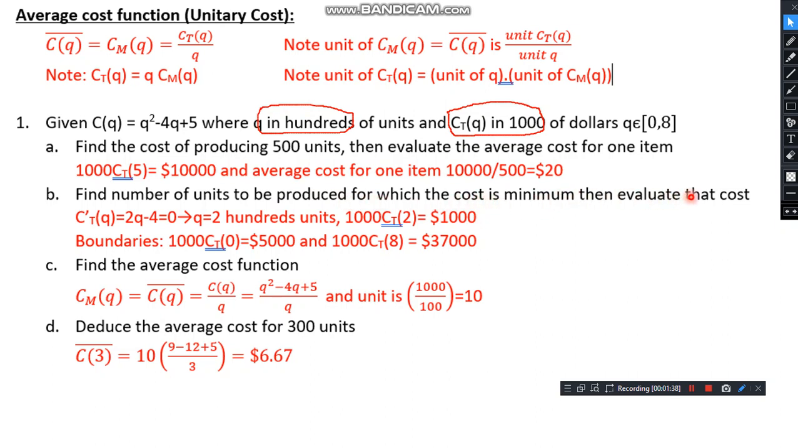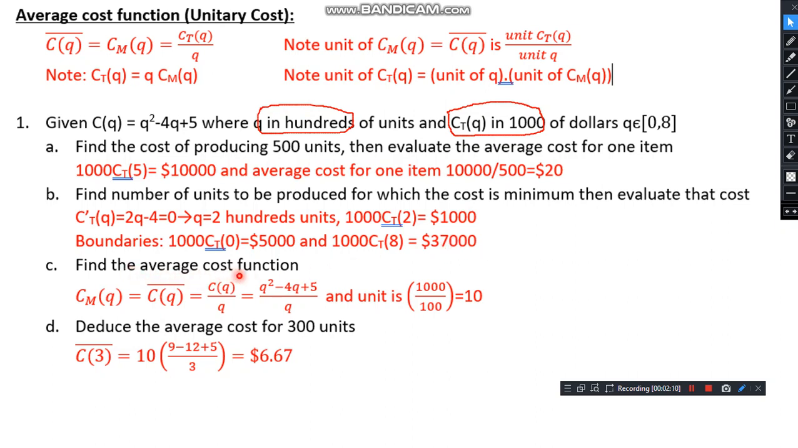Then evaluate that cost. Since we don't have a table of variation, we set the derivative equal to 0. So Q equals 2. So we do 1000 C of 2, which is 1000, and we also take the boundary. C of 0 will be 5000, and C of 8 will be 37,000. And I want the minimum, so it is at 200 units, which is 1000. If the question was the maximum, it would be at 800 units and is 37,000.